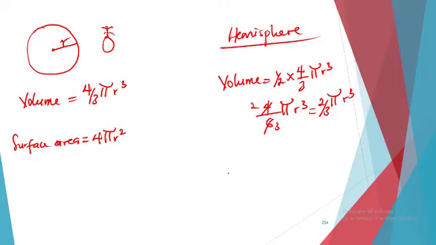Okay, we have the surface area to also be half of the surface area of a sphere. So 1/2 times 4 pi r squared, and that will give us 4/2. So we have 2 pi r squared as the surface area of a hemisphere. So let us quickly take some examples.